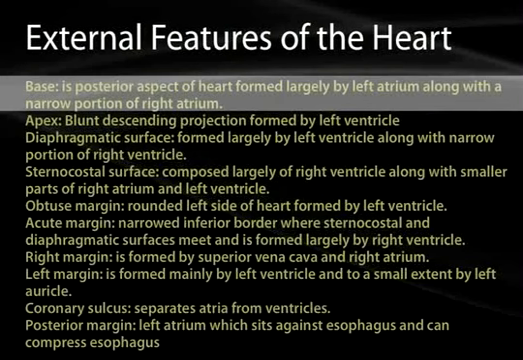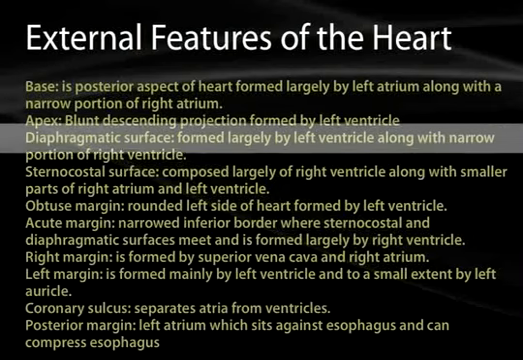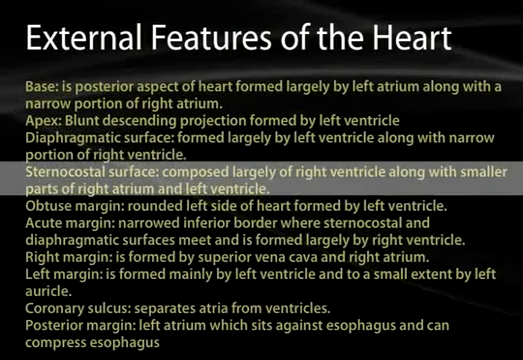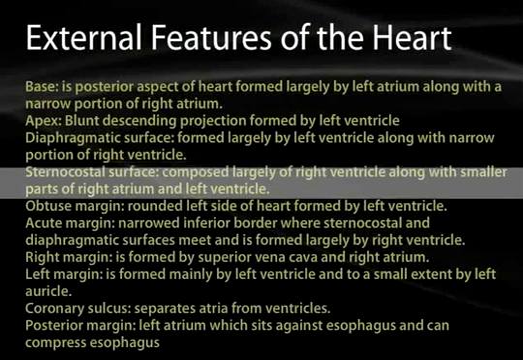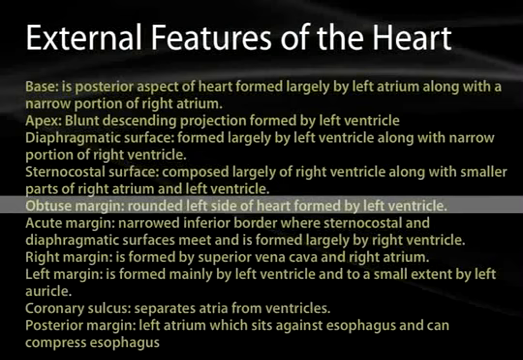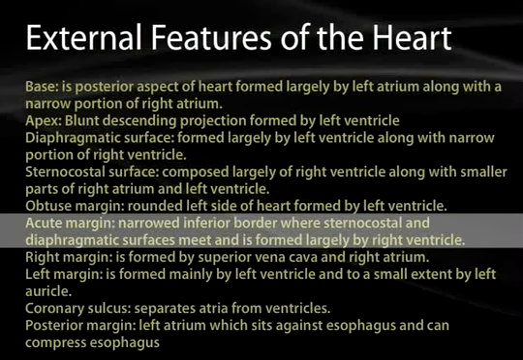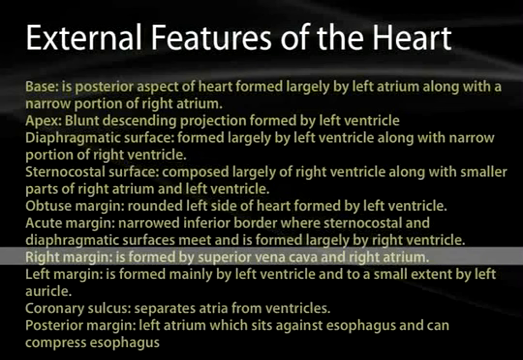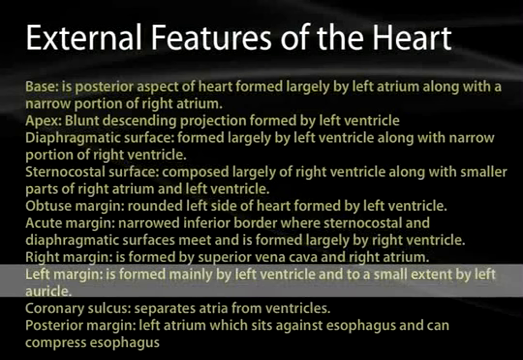Now let's look at some of the external features of the heart. We have a base, an apex, a diaphragmatic surface, a sternocostal surface, and then we can get into the margins. On the left, there'll be an obtuse margin, which is more rounded than the acute margin, which is a little bit more narrowed and on the inferior border. The right margin is going to be formed by the superior vena cava and right atrium, and the left margin is largely formed by the left ventricle and a small portion of the left auricle.